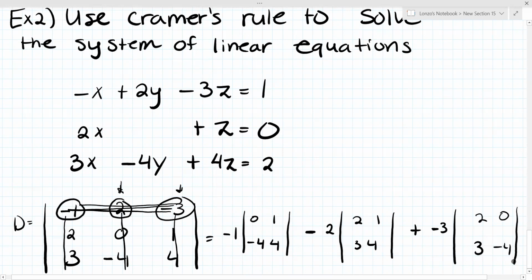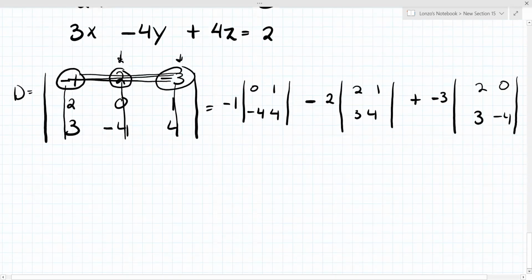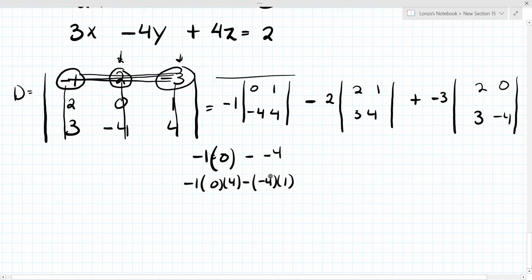Okay. So now let's do some algebra. Starting with this part, -1, and then I'm going to do this in my head kind of, so it's going to be -1, and then 0 times 4 is 0, and then 1 times -4 is -4. So it's a -4, right? If you're curious, what I did was -1, and then I multiplied 0 by 4 minus -4 times 1. That's all I did.